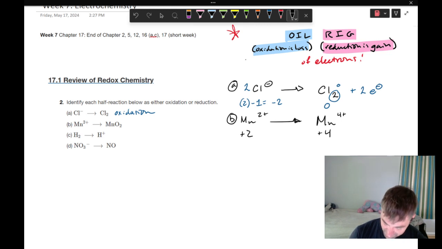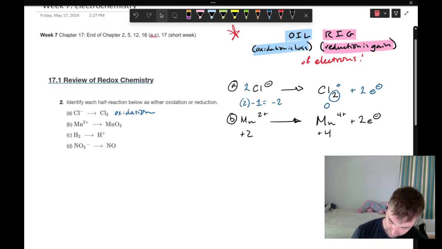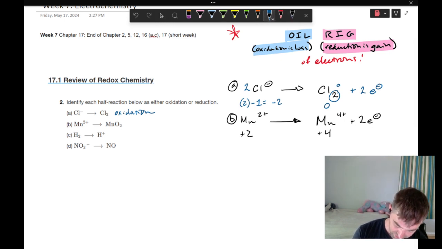We need to add electrons to the right side of this in order to balance that charge. And so this also is an oxidation. Manganese 2 plus is giving up electrons when it binds to those 2 oxygens. And so this is an oxidation reaction.